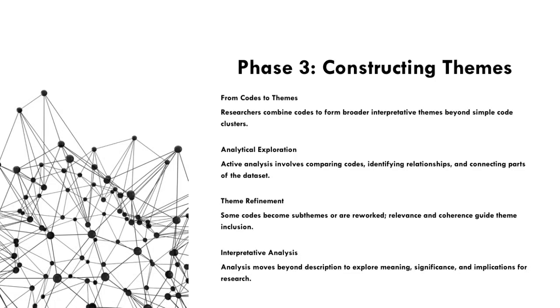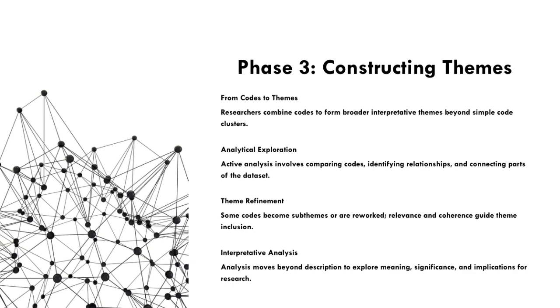In Phase 3, we transition from simply coding the data to constructing more meaningful themes. This means combining individual codes into broader interpretative stories that capture key patterns and insights related to the research question. It's important to note that themes are not just clusters of similar codes, they represent deeper narratives that help us understand the data's significance. At this stage, the analysis becomes very active.